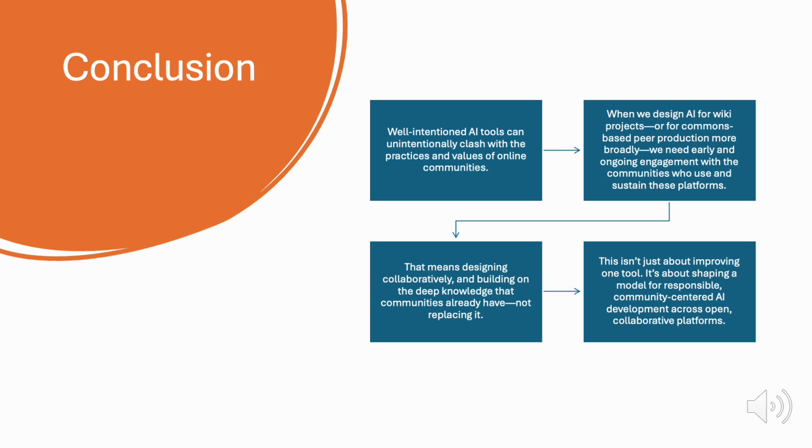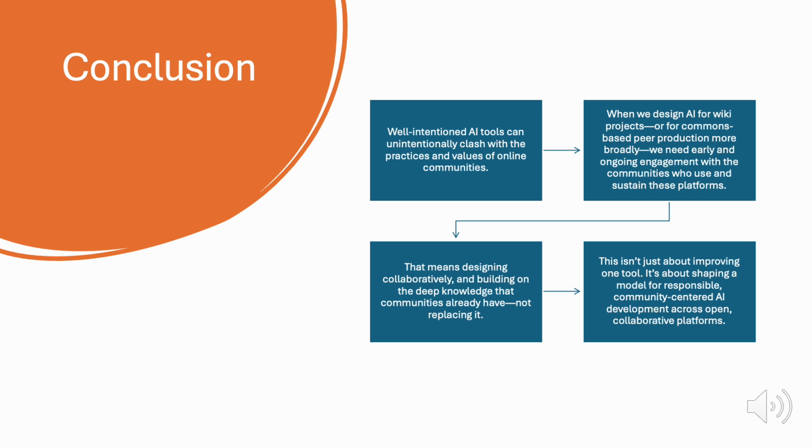Our study shows that even well-intentioned AI tools can unintentionally clash with the practices and values of online communities. So when we design AI for wiki projects or for commons-based peer production more broadly, we need early and ongoing engagement with the communities who use and sustain these platforms. That means designing collaboratively and building on the deep knowledge that communities already have, not replacing it.